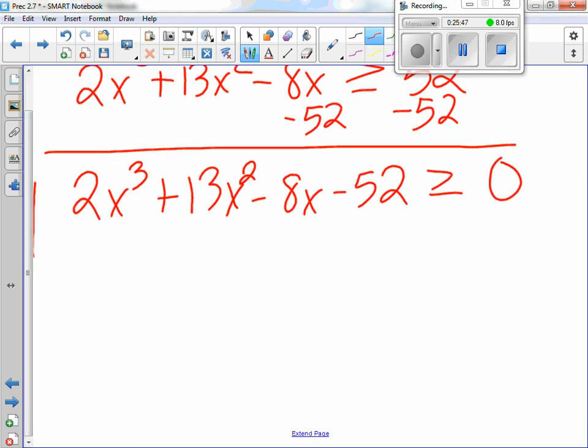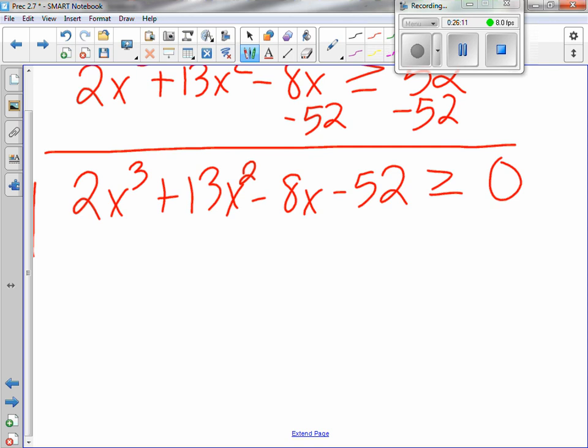Now this here, you can graph it if you want. If we graph it, it would give us the zeros, the values of x where this thing crosses. And we can look at it and see, where is it greater than 0? Where is it above the x-axis? Those points would work. Where is it below it? Those points would work.